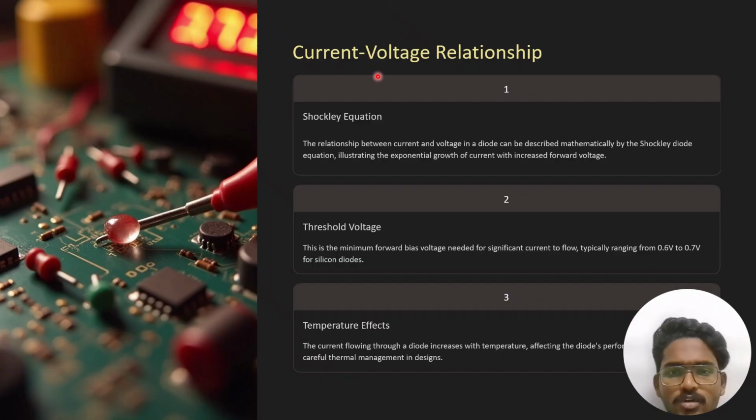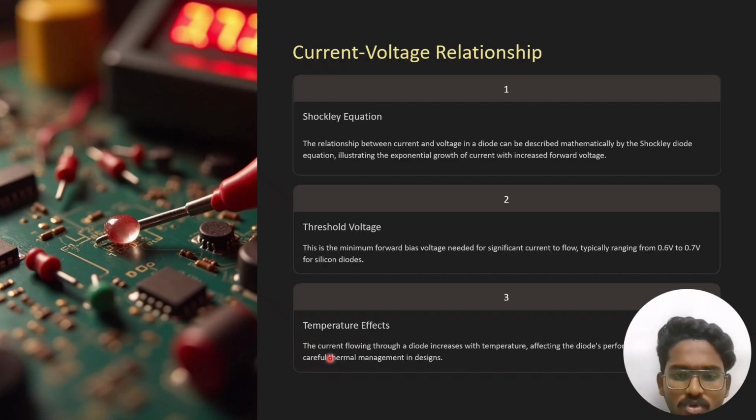Now, current voltage relationship. In this we have three relations. Shockley equation. The relation between current and voltage in a diode can be described mathematically by the Shockley diode equation, illustrating the exponential growth of current with increased forward voltage. And threshold voltage. This is the minimum forward bias voltage needed for significant current to flow, typically ranging from 0.6 to 0.7 volts for silicon diode. And temperature effect.